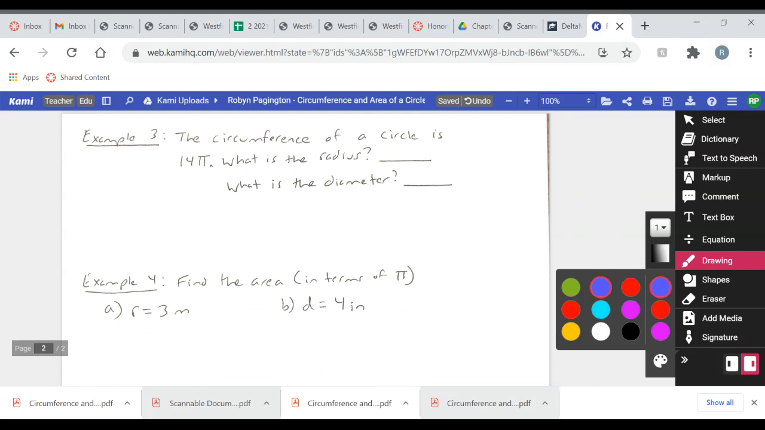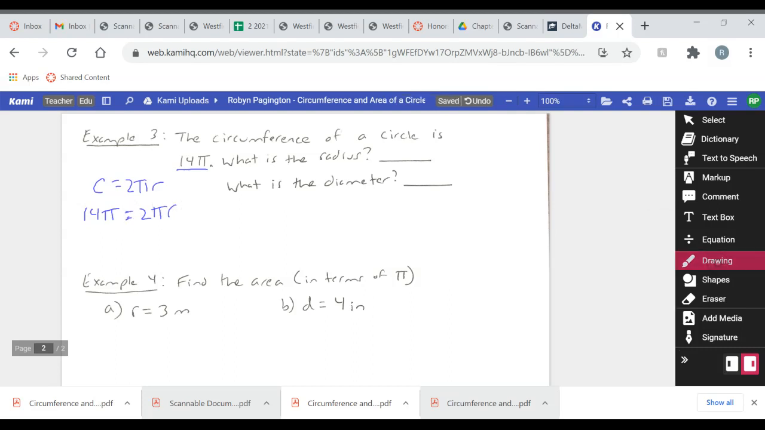on example 3, it says the circumference of a circle is 14 pi. What is the radius and what is the diameter? So in this case, again, here's my 2 pi r. Plug in what you know and solve for what you don't know. In this case, the circumference is 14 pi. And different ways you can deal with this. I'm just going to go ahead and divide by 2 on each side. And in doing that, I end up with 7 pi is equal to pi r.